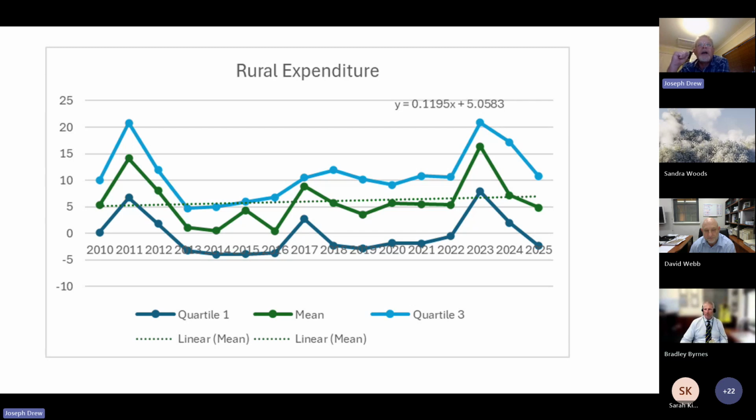Dark green line is your average again. What has been happening in expenditure? Well, it has been going down in recent years, but in 2025, the typical expenditure went up 5%. Remember, the typical revenue went down 10%.